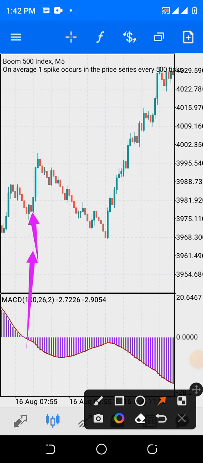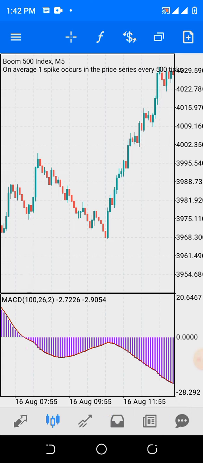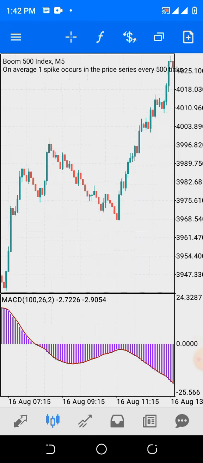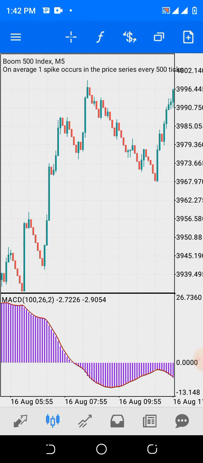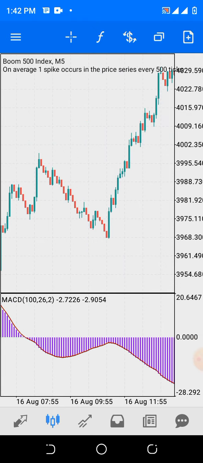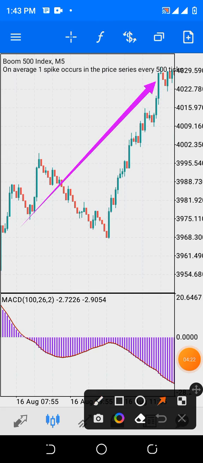Make your entry here. Look at where you make your entry. And your stop loss is somewhere here. This is where you put your stop loss. Do you understand? So this is a huge profit. Excess profit. As easy as that. Now, this is the first signal.